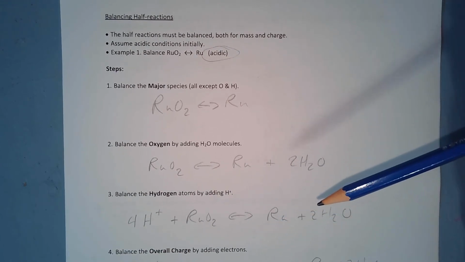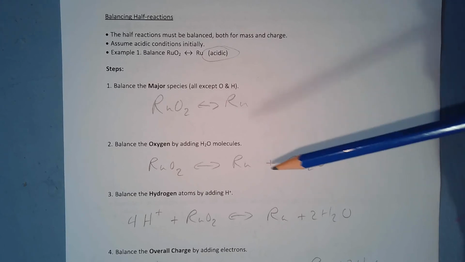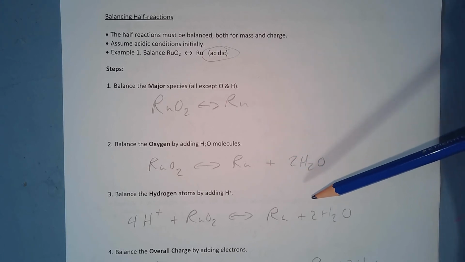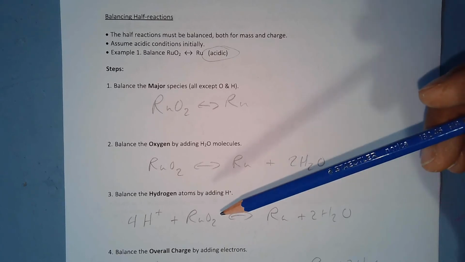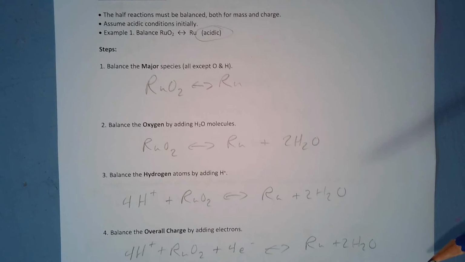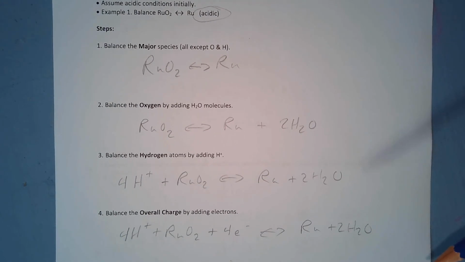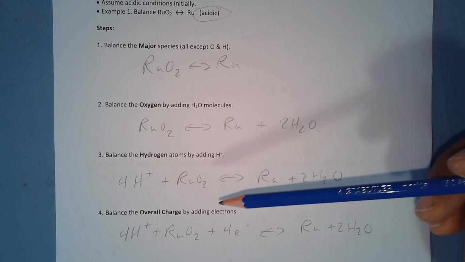So remember, we can only add electrons. The right side here has a 0 charge, and so we need to get the left side to a 0 charge. So we add 4 electrons. Okay, and so now it's balanced. So this is your complete balanced half reaction.